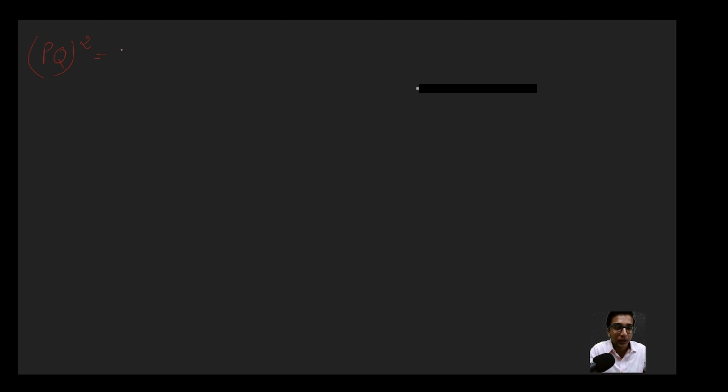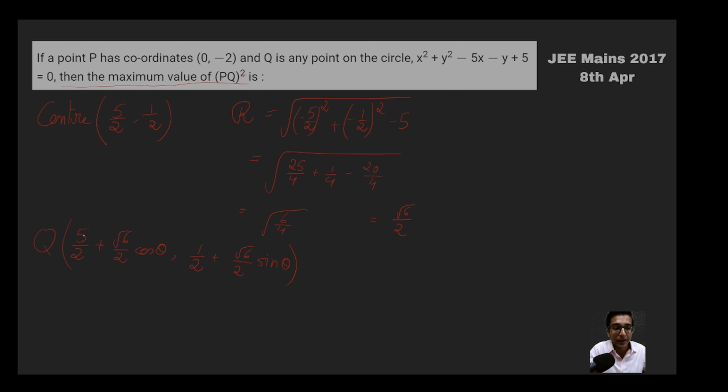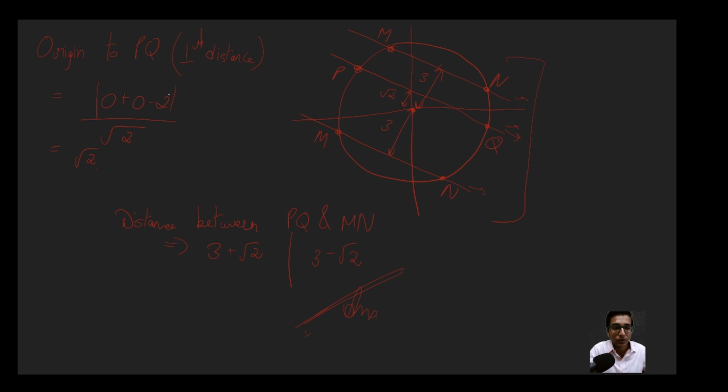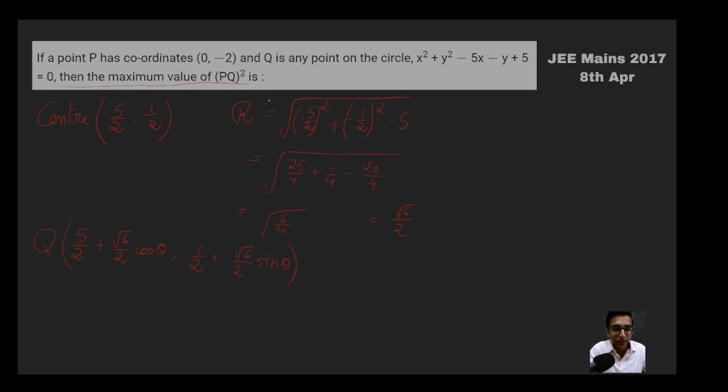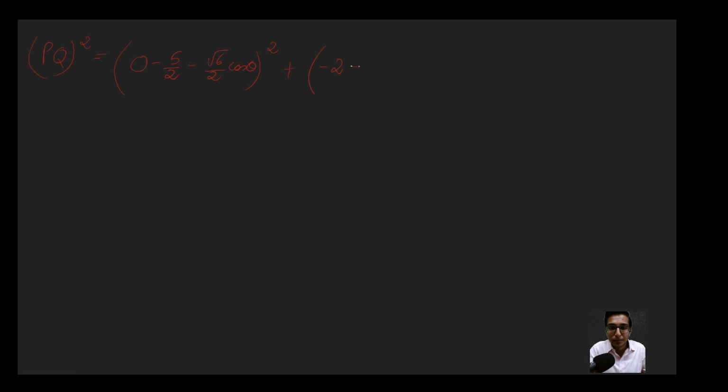PQ, we are going to get (0 minus 5 by 2 minus root 6 by 2 cos theta) whole square, plus (minus 2 minus 1 by 2 minus root 6 by 2 sin theta) whole square. Of course, we need to find the maximum value of this, they've told us.